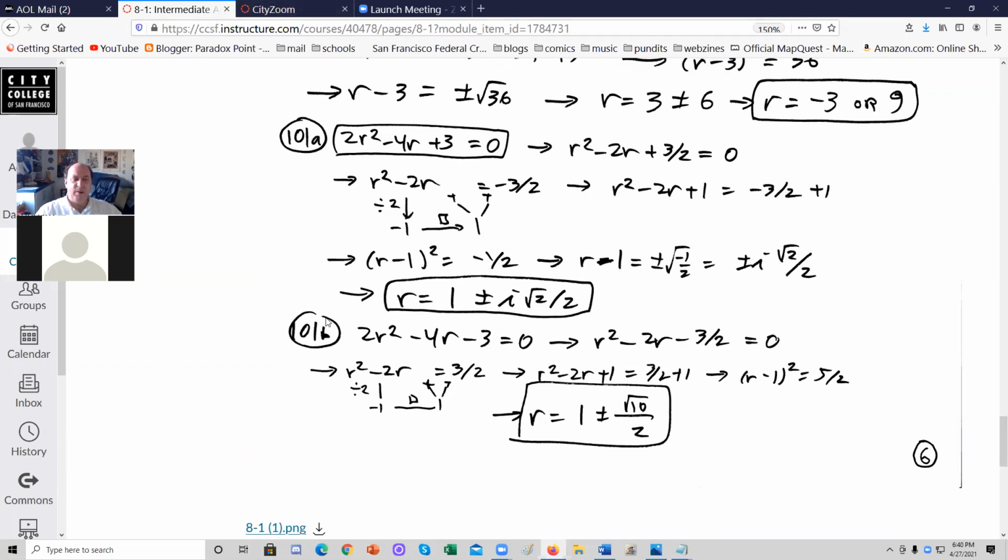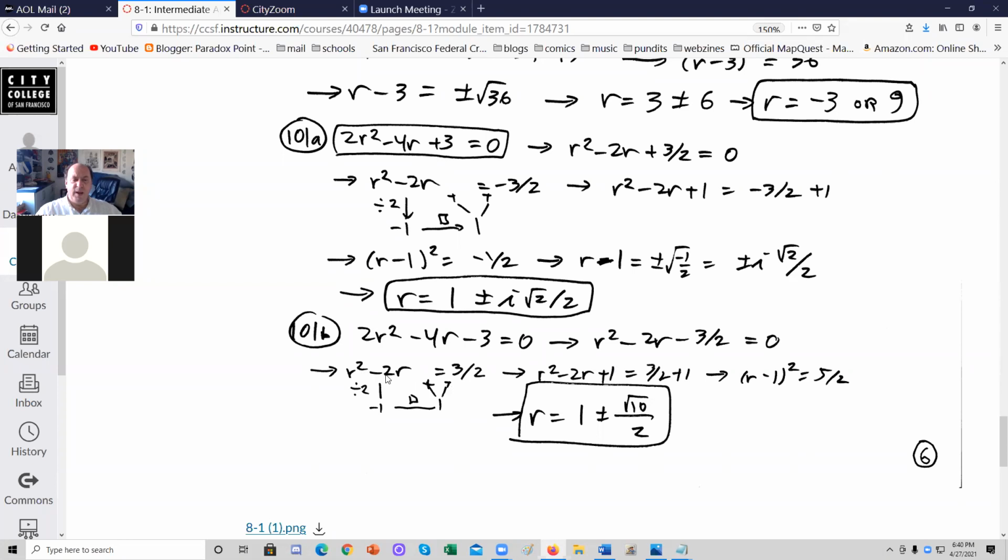This is a lookalike problem. 2r squared minus 4r minus 3 equals 0. So almost the same. Plus 3 is a minus 3. All right. As before, we divide by 2. r squared minus 2r minus 3 halves equals 0. Rather like this. Transpose the 3 halves. r squared minus 2r equals 3 halves.